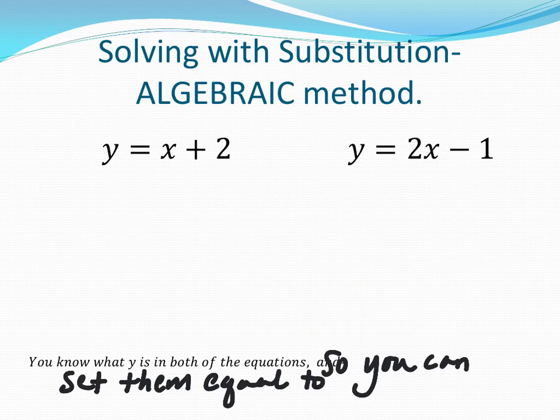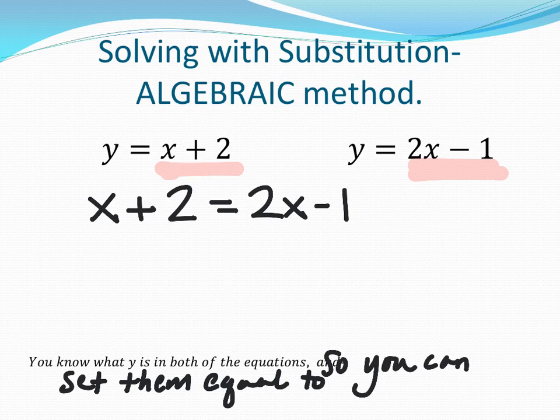So when you're solving with substitution, you're using the idea that if you know one piece of information in one of the equations, it has to be true in the other one as well. So in this particular case, we know that y is equal to x plus 2, and y is equal to 2x minus 1. And y has to be the same thing in both places. So we can just set them equal to one another and solve for what x has to be, because it will make y the same thing in both equations. So I've set them equal to one another.